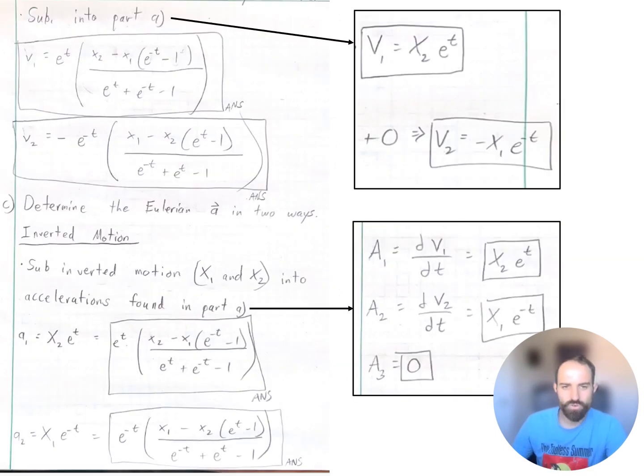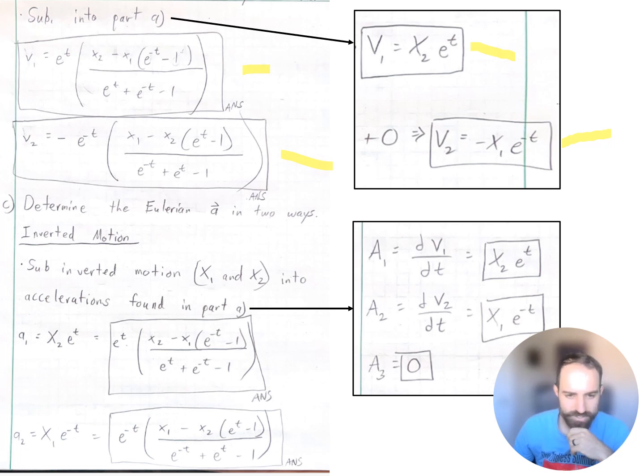Okay, so we take those inverted motions and we substitute them into our part A velocities. So I repasted those here. That's there and there. And so pretty simple. You could simplify it maybe a little bit, but I just plugged them directly in here and here to get your final answer. You could distribute the exponentials along the numerator there if you wanted to.